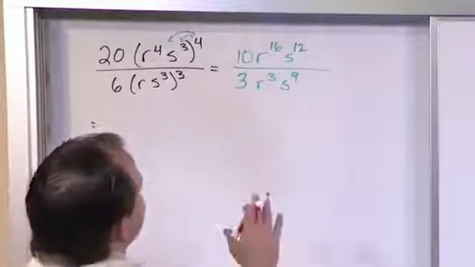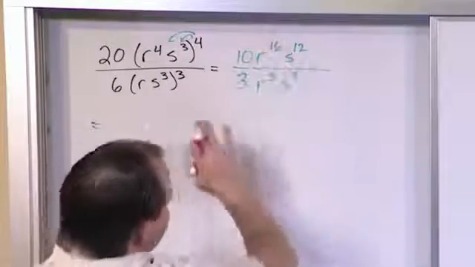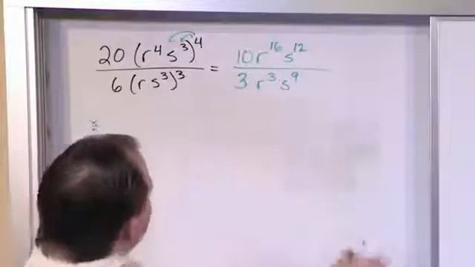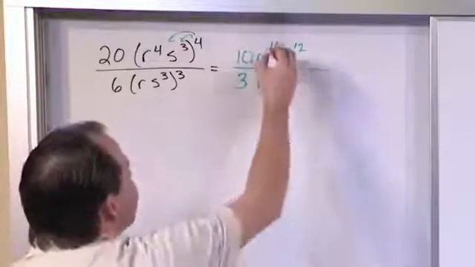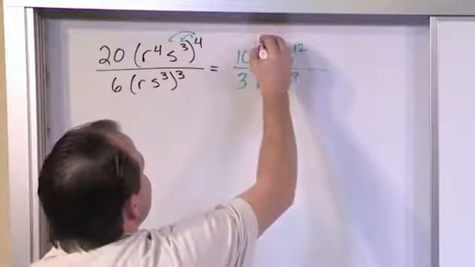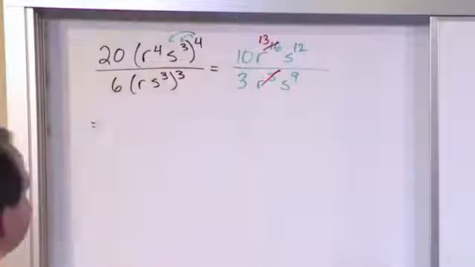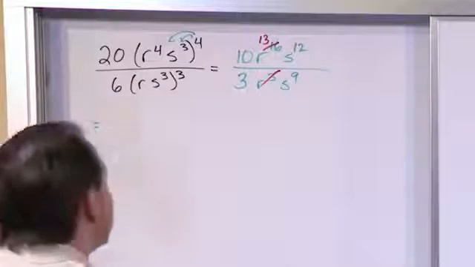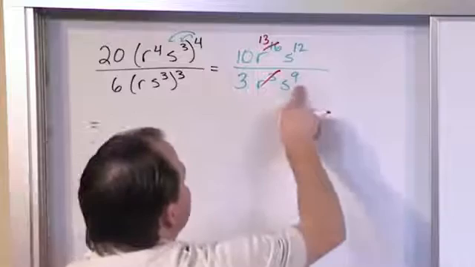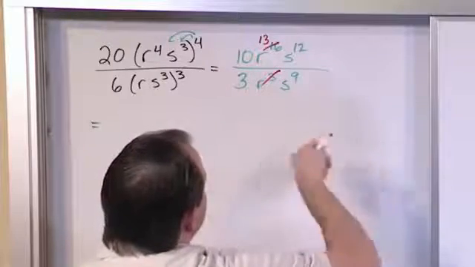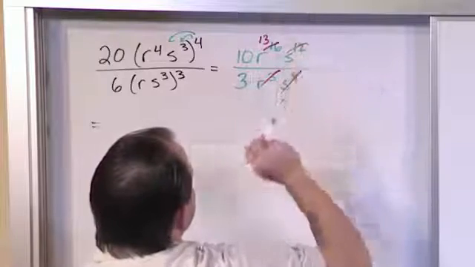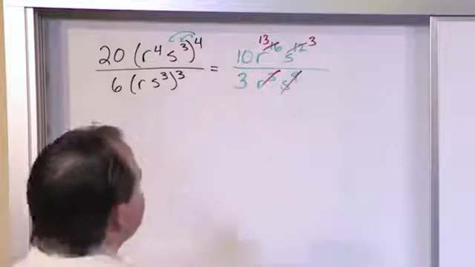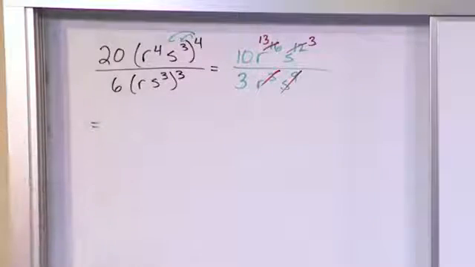On the top, we have 16 r's multiplied together, and on the bottom, we have 3 r's multiplied together. So all 3 of these r's can cancel with 3 of the r's from the top, and I'm going to be left with 13 r's up there. So I'm going to replace that exponent with a 13. Here, I have 9 s's on the bottom and 12 s's on the top, all multiplied together. So all 9 of these s's can cancel with 9 of them here, leaving me with only 3 s's in the top. So I can replace that exponent with a 3.